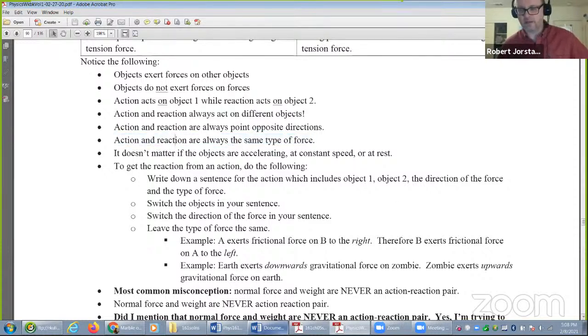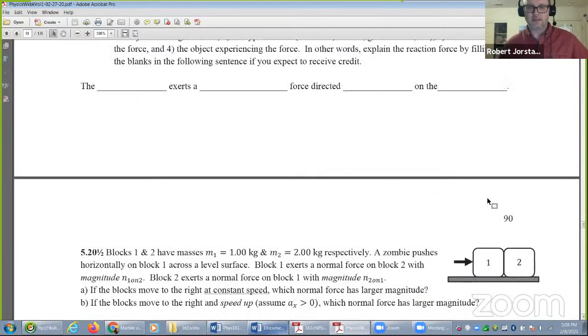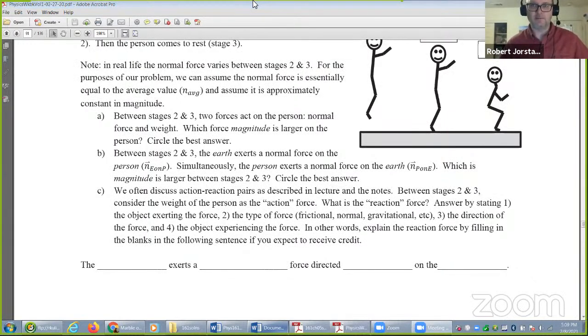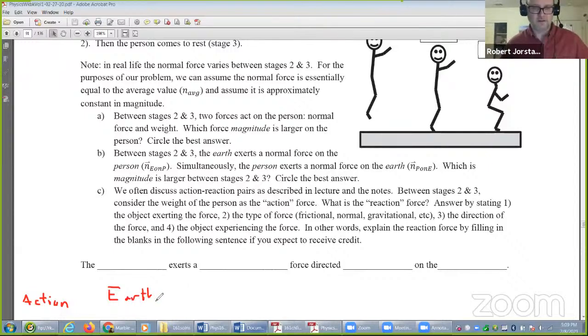So if we go down to here now, in this case, I'm going to write this one this way. The action is the weight force. So let's write this out. What is the weight force? Earth exerts a gravitational force, I'm just going to say grav, downwards on the human. So what is the reaction? We've got to flip it.